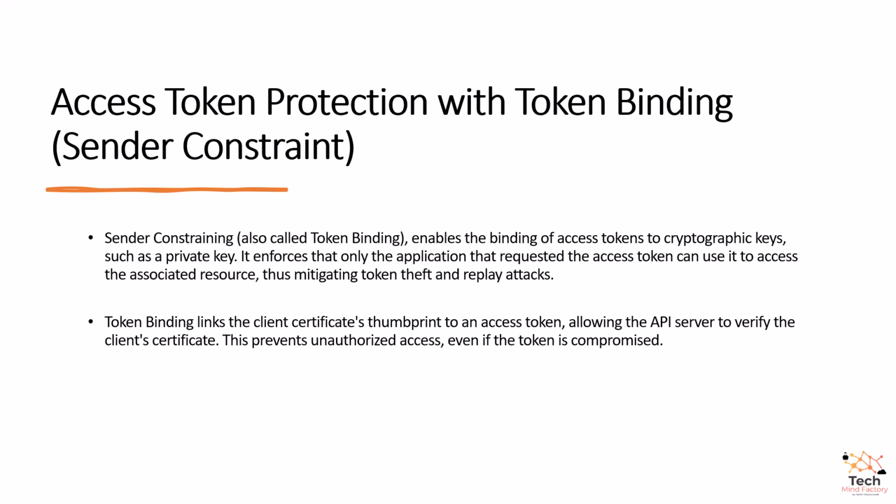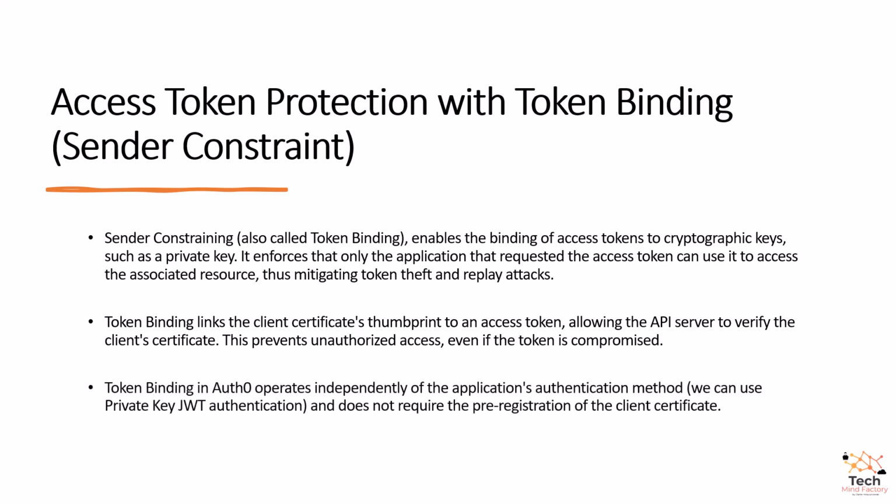This prevents unauthorized access even if the token is compromised. Token binding in Auth0 operates independently of the application's authentication method. We can use private key JWT authentication and it does not require the pre-registration of the client certificate.